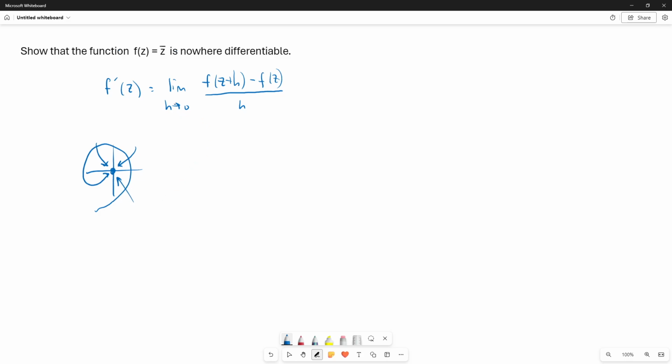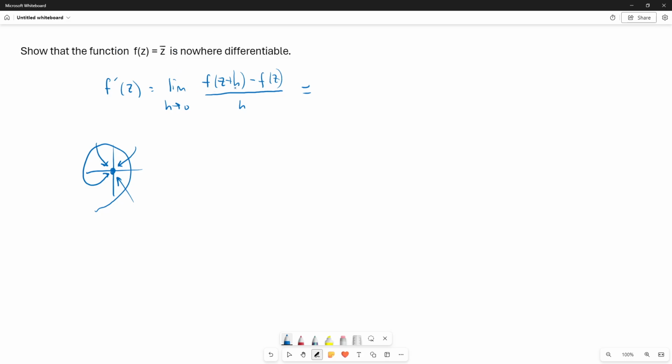And we're going to show that this limit does not exist by choosing two paths that give different limits. And since in order for the limit to exist, all paths have to give the same limit, that will mean the limit does not exist. So, okay, let's just continue from here.